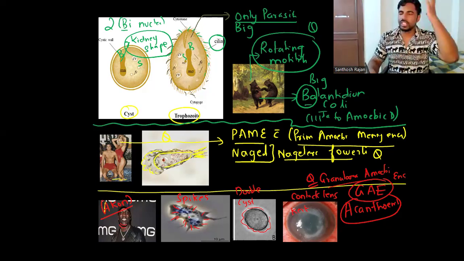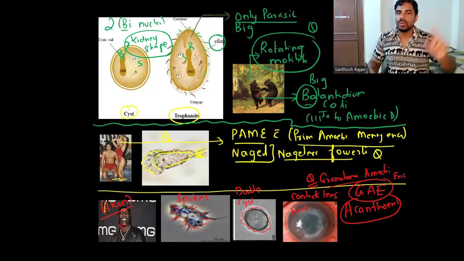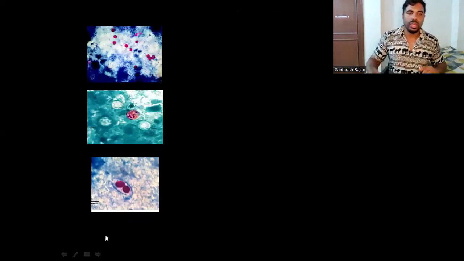So when this picture with spikes comes, you have to remember this GAE Acanthamoeba: granulomatous amoebic encephalitis causing Acanthamoeba. Okay, and double wall cyst it gives, also easy. You have to mark it out. Double wall, because he has double chin. You know, he's big, he's thick. He's a thick guy. Become old.